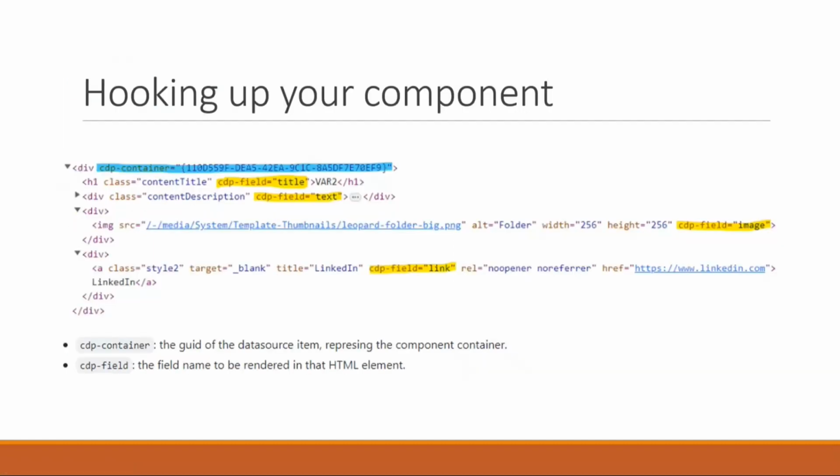Important to tell: when you design your component, in order to take advantage of the automatic binding, you have to use these two attributes in the markup. CDP container must have the ID of the data source item. It represents the component container. That's what you see on screen at the top. And everything in yellow is CDP field, which gives the name of the field to be rendered in the markup. With that, our module will take this data source item from Sitecore and automatically bind the information in the markup.